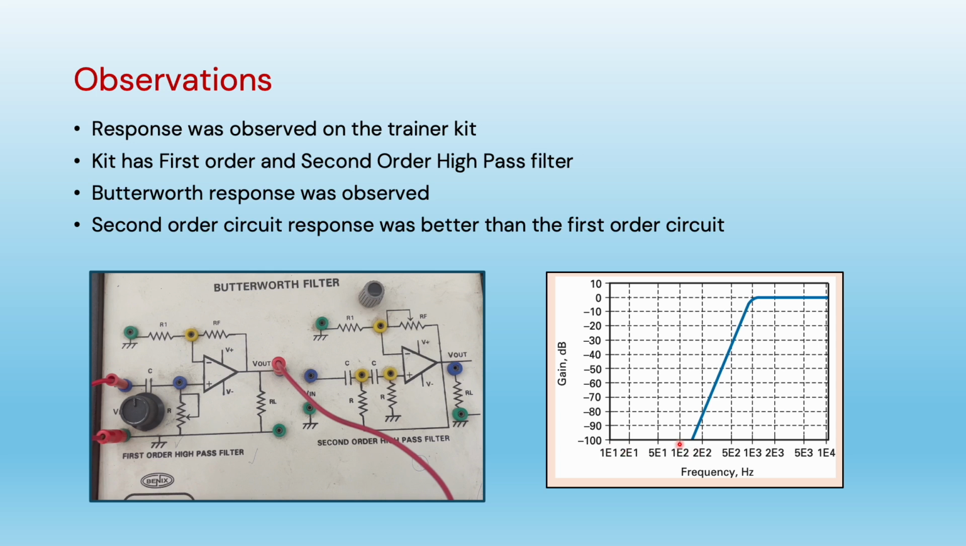As we increased the frequency above 1 kilohertz, there was a sharp rise in the gain. Up to 1 kilohertz, output was almost constant. So the circuit is working as a high pass filter. And as the response was flat in the pass band, the amplitude was more or less constant in the pass band after we increased the frequency. So it is a Butterworth response.